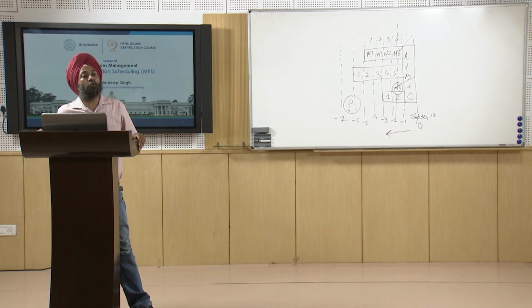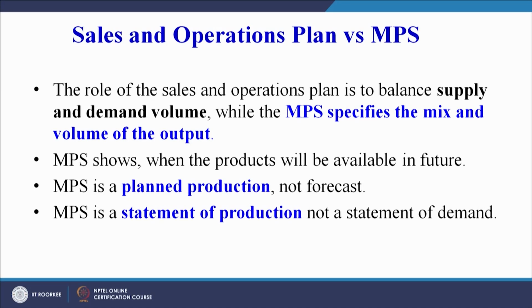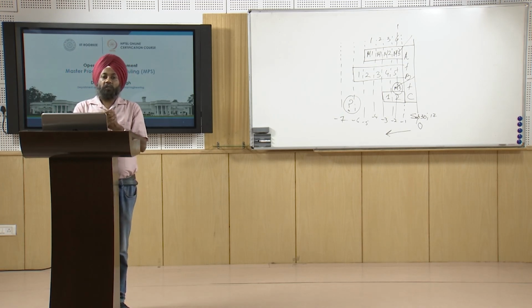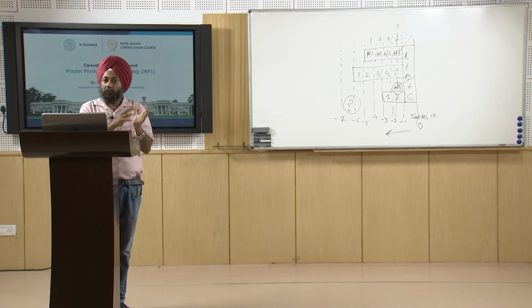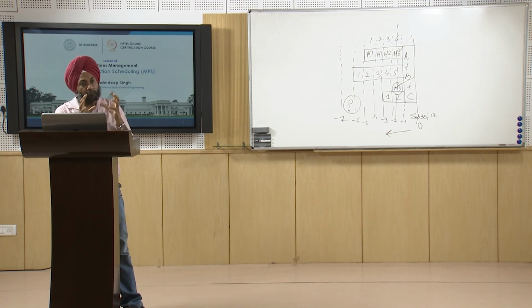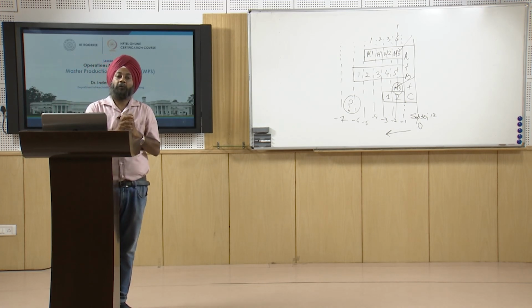The master production schedule shows when the products will be available in future, because we have done the calculations, and we know that by this date our master production schedule is helping us find out that this many products will be ready. MPS is a planned production, it is not a forecast. So actually we are making use of the forecast for making our master production schedule. It is not a forecast, it is basically our plan for how we are going to meet the forecast or meet the demand which is existing in the market.